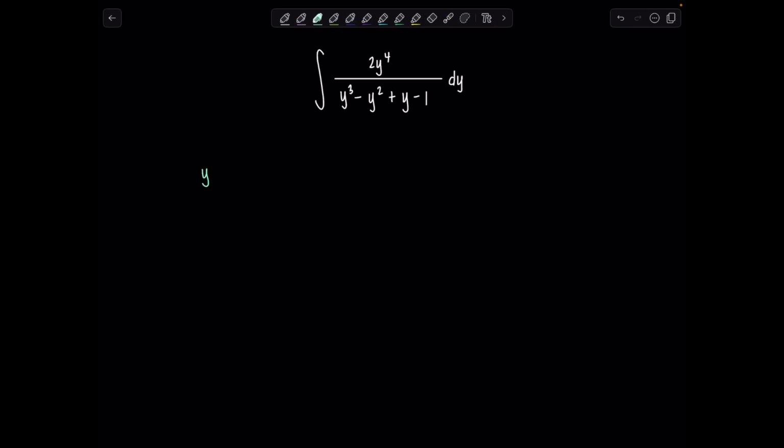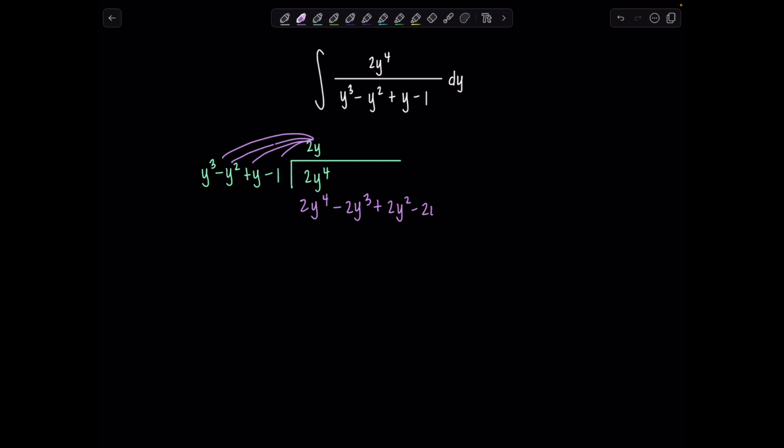I'm going to take the denominator, y cubed minus y squared plus y minus 1, and divide it into 2y to the fourth. So just look at the leading terms. What do I multiply y cubed by to make it 2y to the fourth? I multiply it by 2y. And then the next step, what we do is we distribute that 2y to the divisor, and I list the result underneath. So we're going to have 2y to the fourth minus 2y cubed plus 2y squared minus 2y.